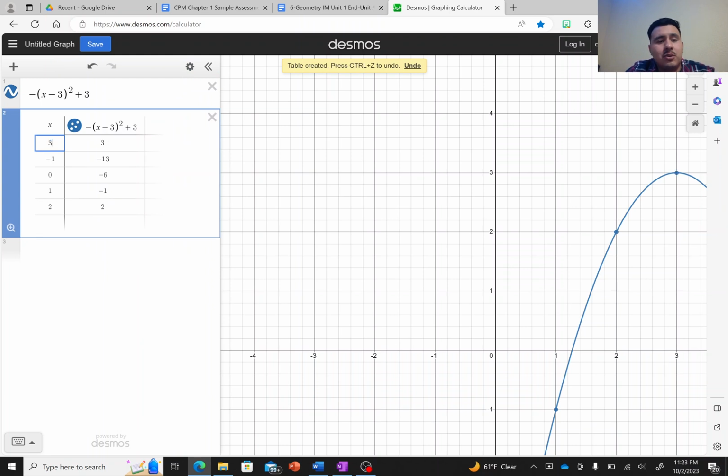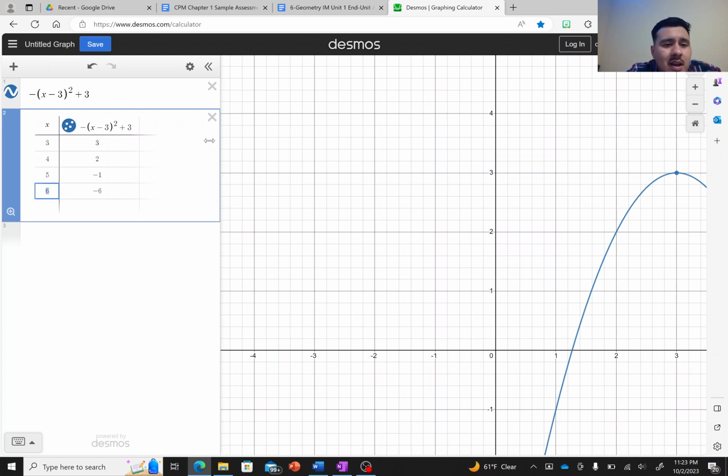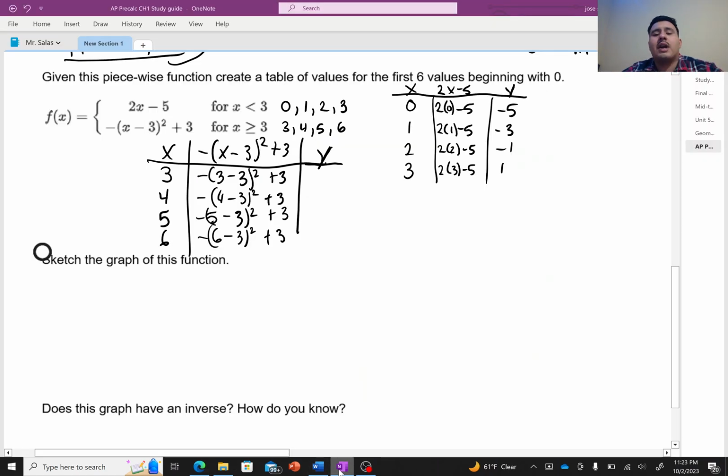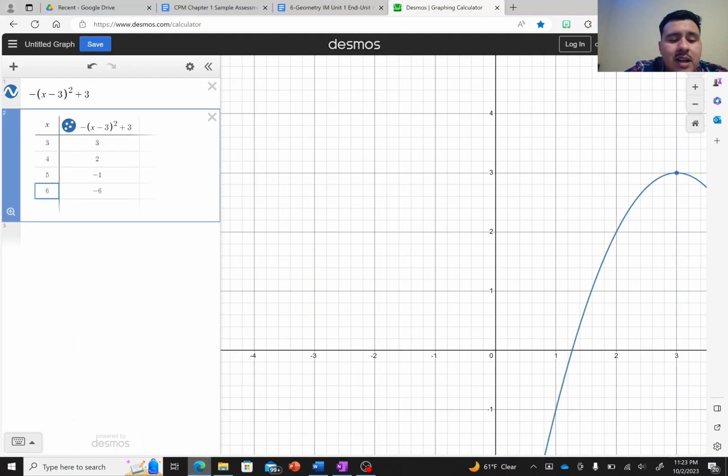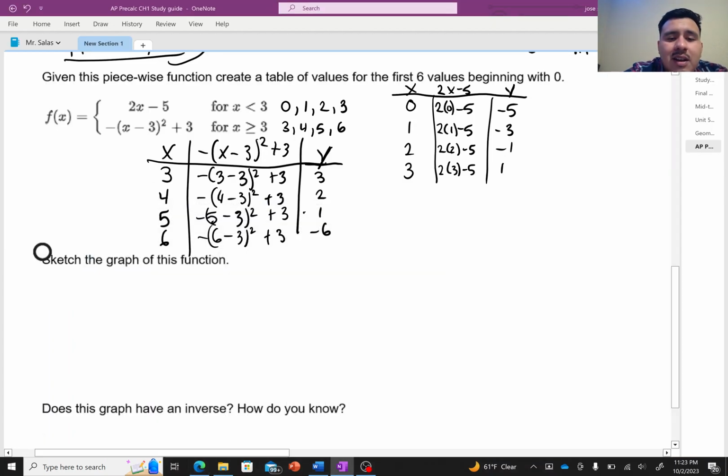I'm looking for values 3, 4, 5, and 6. I don't care about that last one, so I'm going to go ahead and delete it, okay? So those are the values that I get. I get 3, 2, -1, -6. Let me double check. 3, 2, -1, -6. Perfect.